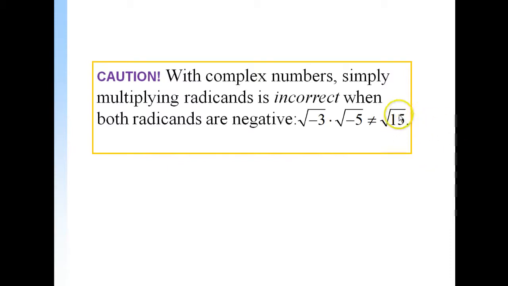Okay, so remember, when we have something like this, it is going to be i, the square root of 3, i, the square root of 5, which will give us i squared, the square root of 15. So there's an i squared out here that makes this a negative square root of 15. So keep that in mind. That's a big thing also.